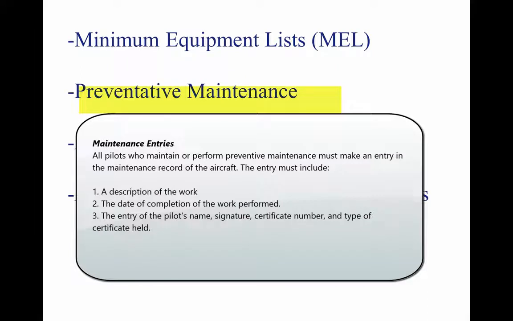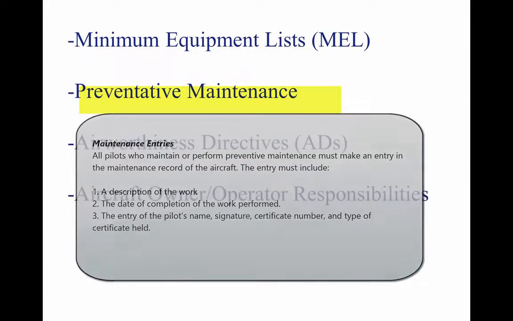Maintenance entries. All pilots who maintain or perform preventive maintenance must make an entry in the maintenance record of the aircraft. The entry must include: 1. A description of the work, 2. The date of completion of the work performed, 3. The entry of the pilot's name, signature, certificate number, and type of certificate held.